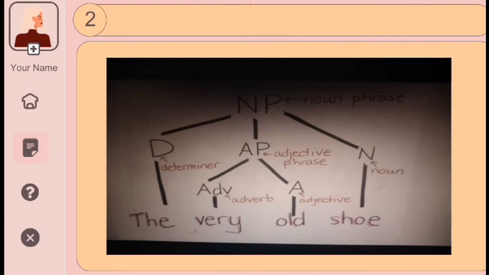Now, the adjective phrase can be further divided into the adjective itself, which is old, and then that which is modifying the adjective, or the adverb that modifies the adjective, which is very. So the whole tree looks like that. That's what the linguists do with all kinds of sentences and phrases. They break it down into trees.